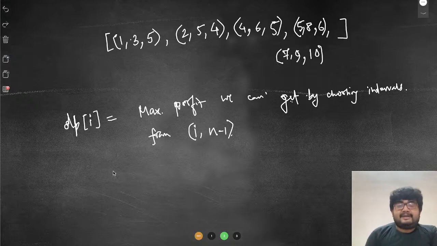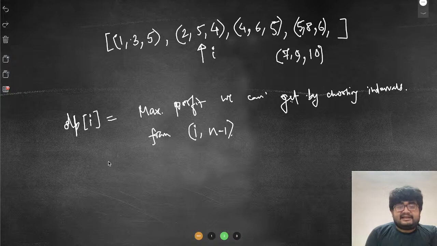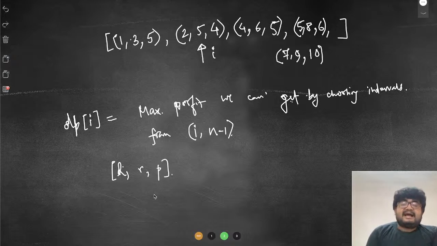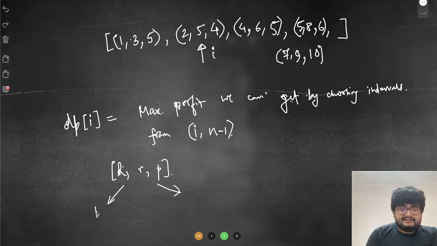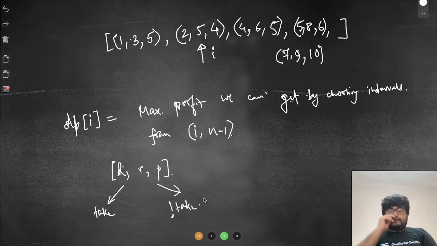So let's say now we are at the ith interval, right? With the ith interval, let's call it start to end, or L to R, with some profit P. With the ith interval, what can we do? We can do two things, right? We can take it or we will not take it. So these are the two things we can do with the ith interval.